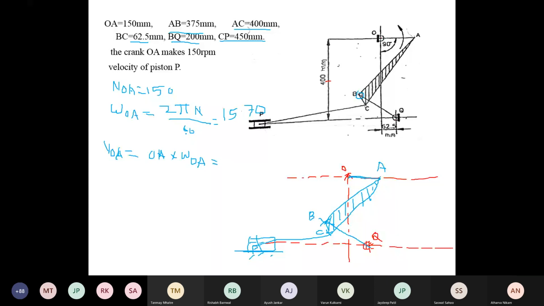Wait fast. OA is, what is OA is equal to 150 mm na? 150 means 0.15 meter into 15.70. कितना हो गया? 2.355. 2.35. 2.35 meter per second. Okay. I have to solve this problem.